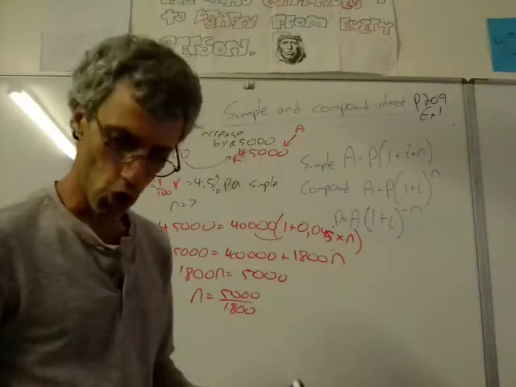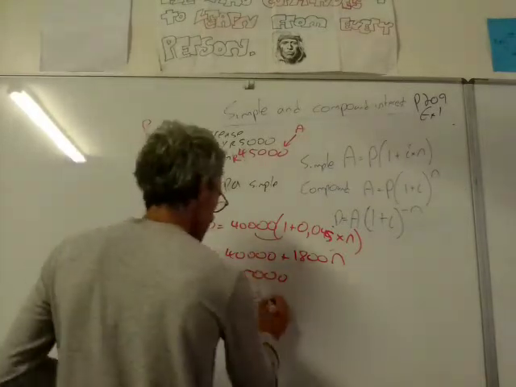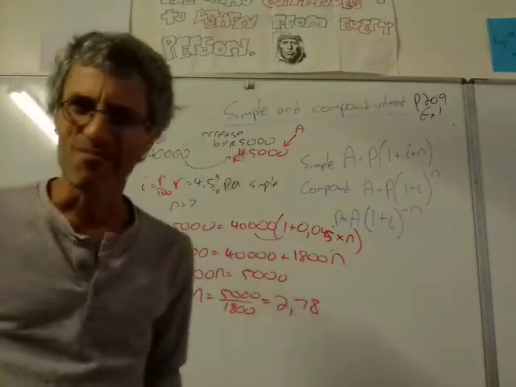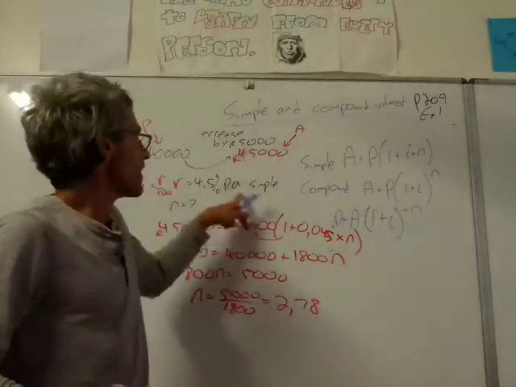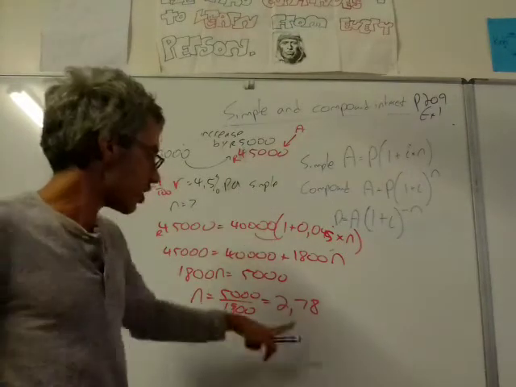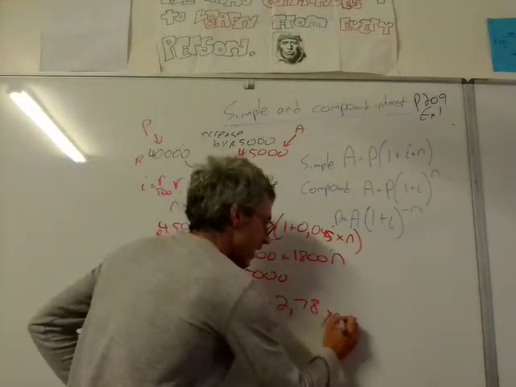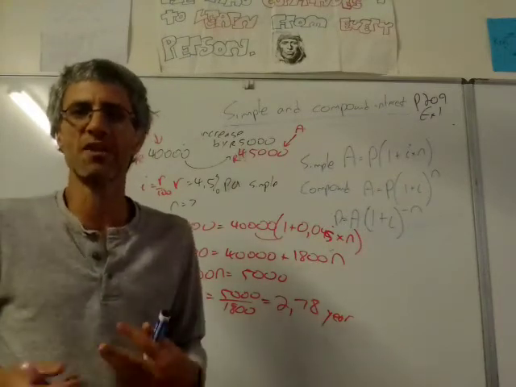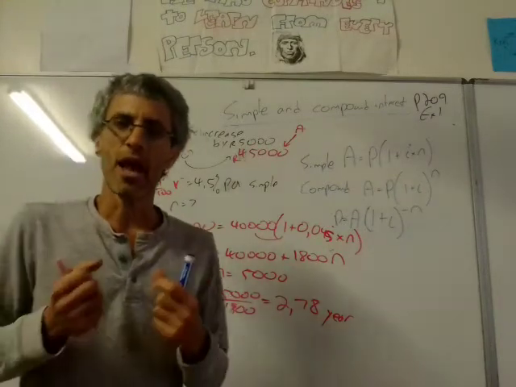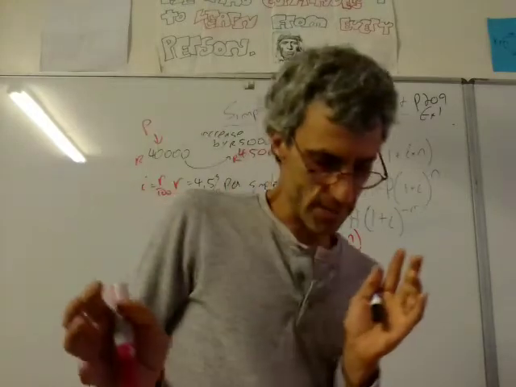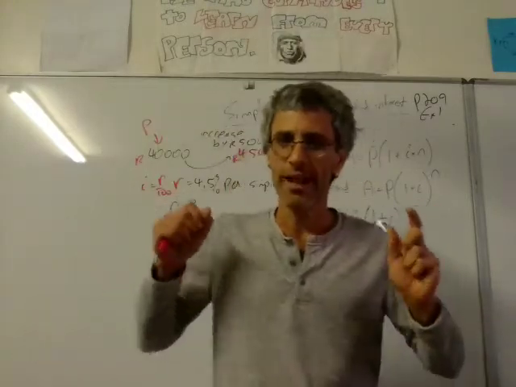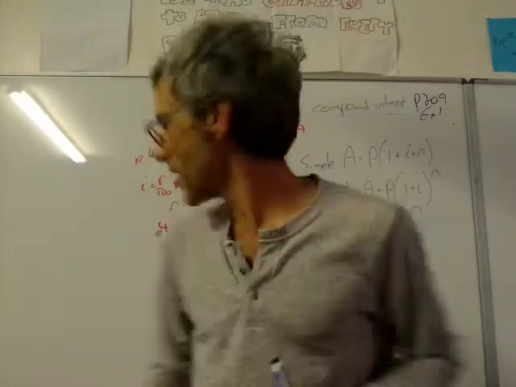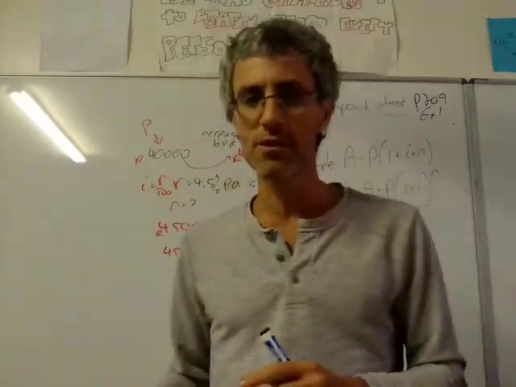I get 2.7777778. In other words, 2.78. What does that mean? Okay, because I'm working with per annum, the answer I'm going to get is in years. Per annum is per year. So the amount of time I had to wait is 2.78 years. Now, this could be all right, but it's better to give your answers in years and months. So we need to figure out, okay, so it's 2 years and a bit.